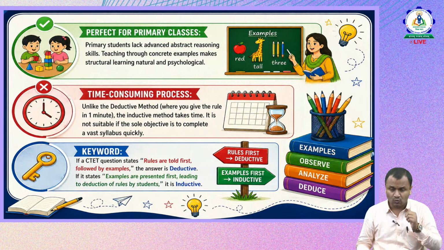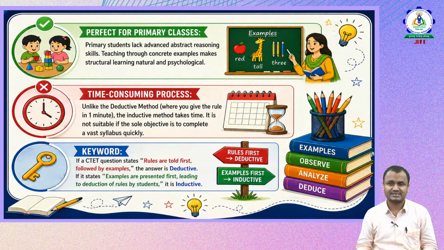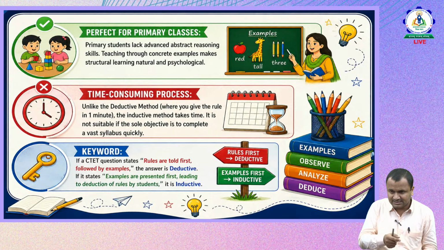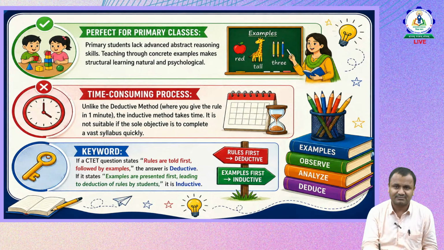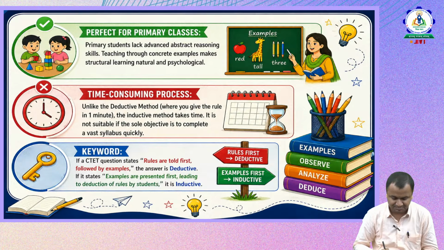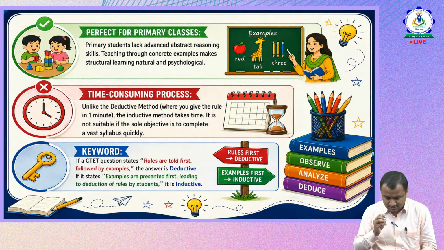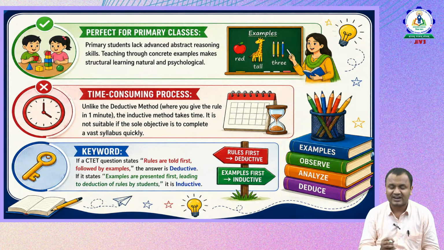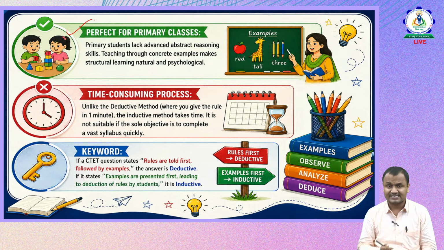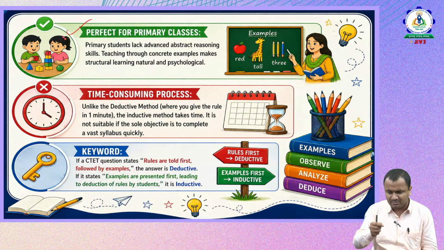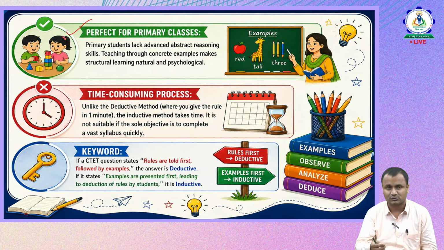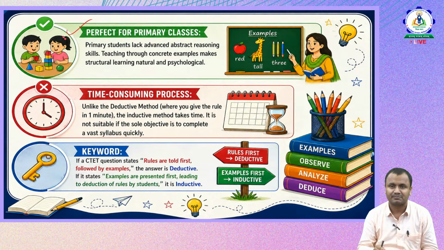Next, what are the advantages or disadvantages, and how will we identify that the sentence is speaking about the inductive method in the CTET examination? First thing is that this inductive method is perfect for primary class. When I say perfect for primary class, it means if we are asked which of the following methods is best for pre-primary or primary classroom teaching, we have to go with the inductive method.